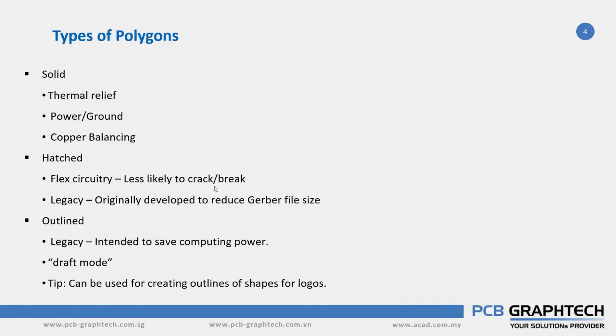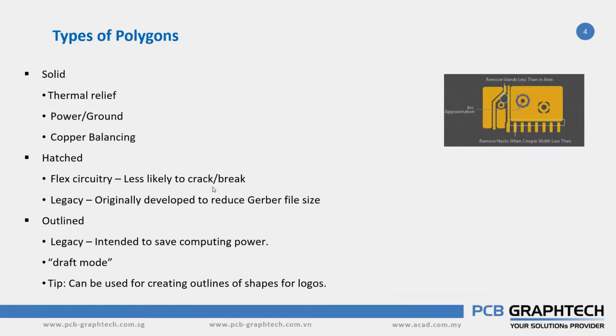Next, we go to the types of polygons. The first one we see is the solid polygon. With the solid polygon, the copper is poured on the whole board, as we can see in the picture on the right-hand side. The copper is poured on the whole board, and it can fit to the pads with some approximations. It can give you very good protection for your board from surrounding noise. When you go for hatched or outlined copper, these two have a very good advantage of saving your computing power.